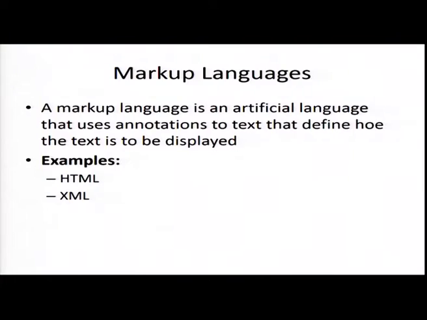A markup language is an artificial language that uses annotations to text and that defines how the text is to be displayed. Examples of markup languages are HTML and XML. HTML stands for Hypertext Markup Language. XML stands for Extensible Markup Language. These are some of the examples of markup languages.